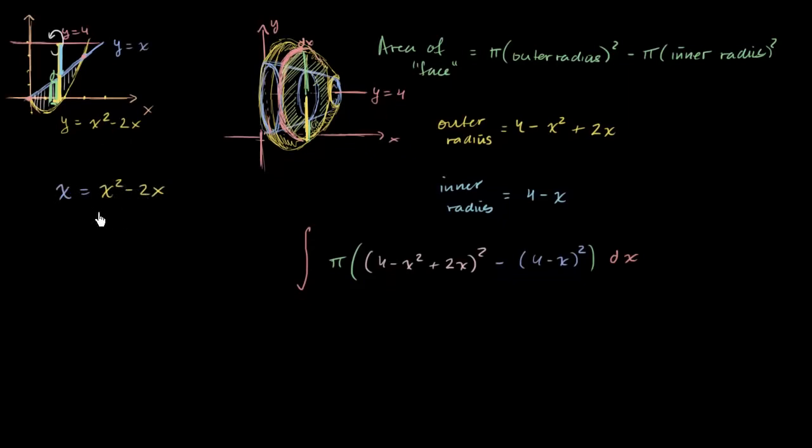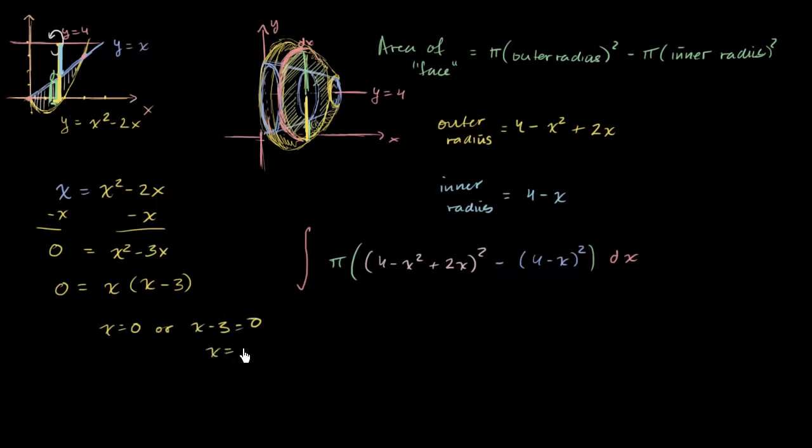Which is equivalent to, if we just subtract x from both sides, when does x squared minus 3x equal 0? We can factor out an x on the right-hand side. So when does x times x minus 3 equal 0? Well, if the product is equal to 0, at least one of these needs to be equal to 0. So x is equal to 0, or x is equal to 3.